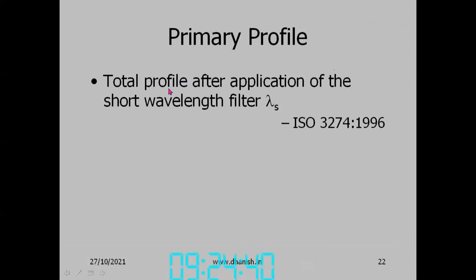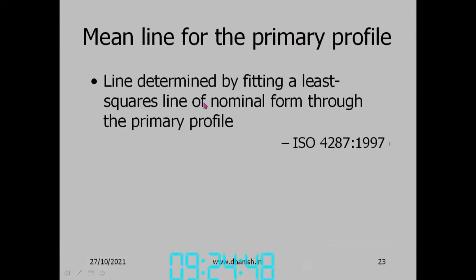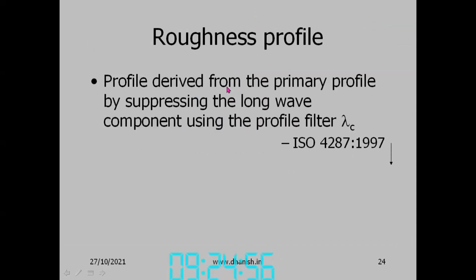Okay, so the primary profile is the total profile after application of a short wavelength filter, lambda s, the stylus tip or standard filter. The mean line is obtained by fitting a least squares line of nominal form through the primary profile. So the primary profile is the total data after removing wavelengths smaller than lambda s. This is automatically done.